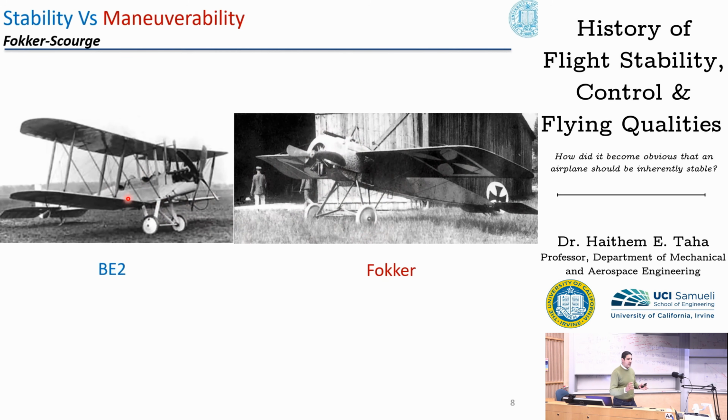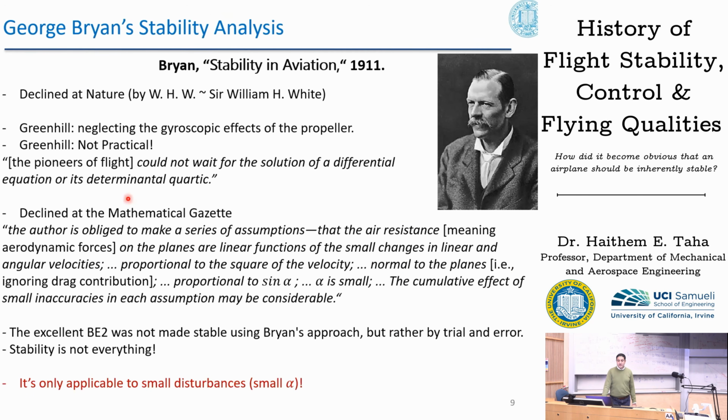So people at the time were well aware that stability is not everything. We have other metrics like maneuverability, and your analysis, Bryan, does not give any clues about maneuverability, so it may not be useful. One of the most interesting criticisms, in my perspective, frankly speaking, is this one: that it's only applicable to small angles of attack. And this is, oh my goodness, we are 114 years after Bryan's work, and there is no systematic way in the community to analyze stability at high angle of attack.